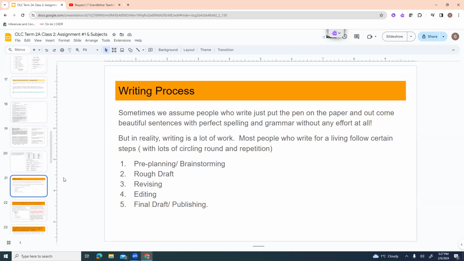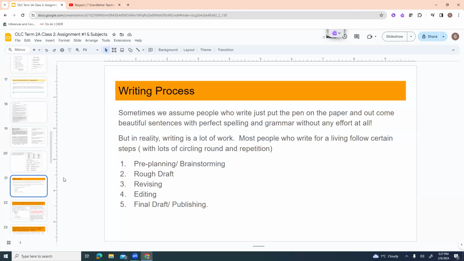Sometimes we assume people who write just put the pen on the paper and out come beautiful sentences with perfect spelling and grammar without any effort at all. But in reality, writing is a lot of work. And most people who write for a living follow certain steps. Now, they circle around and may do certain steps over and over again, but these are generally the steps that people do when they're writing.